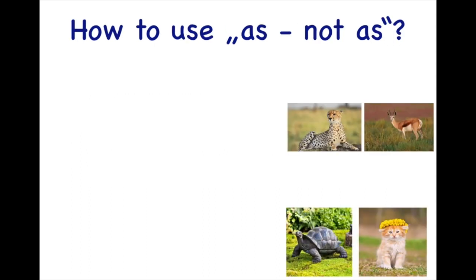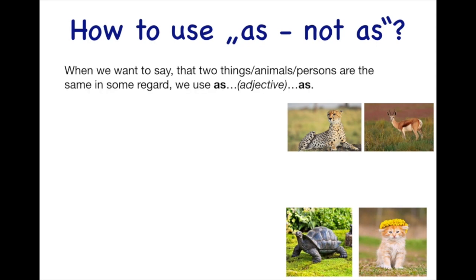Okay, we already spoke about as and not as in the lesson, but just as a short revision, how and when do we use as and not as and in which context? Also, wir haben darüber schon im Unterricht gesprochen, aber jetzt nochmal als kurze Erinnerung, wann wir as und wann wir not as verwenden. When we want to say that two things, animals or persons, are the same in some regard, we use as, then the adjective, and then again as.